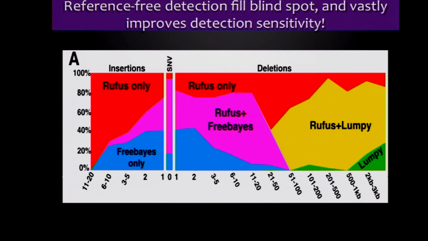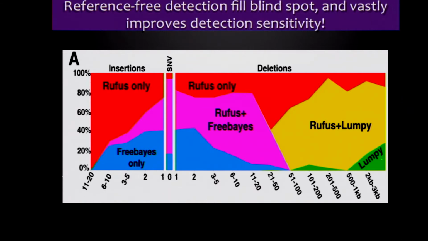These are single nucleotide variants. These are short deletions. You can see that the short variant caller, that is FreeBayes, is able to actually detect most of those variants with very, very high sensitivity until it peters out between 21 to 50 base pairs.